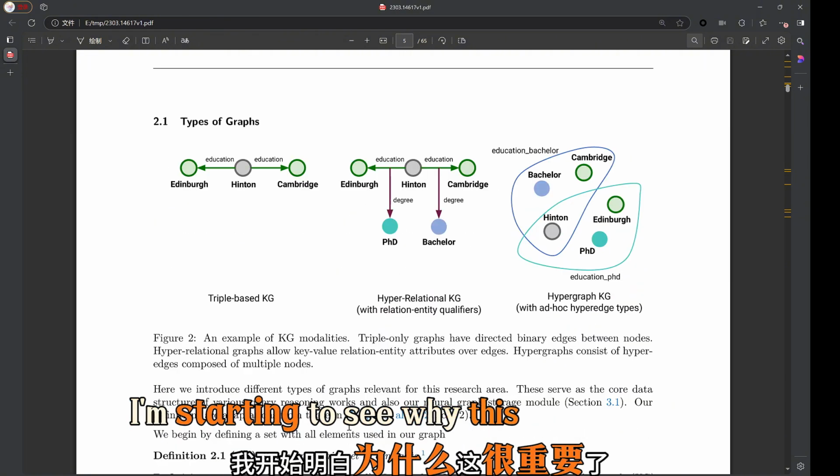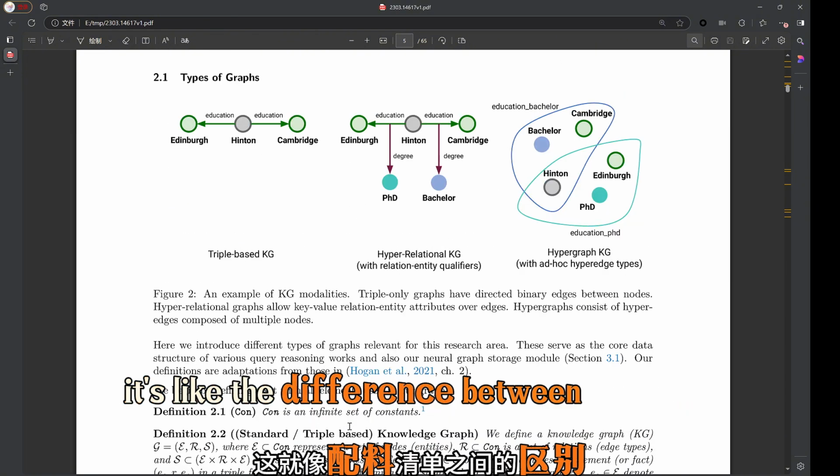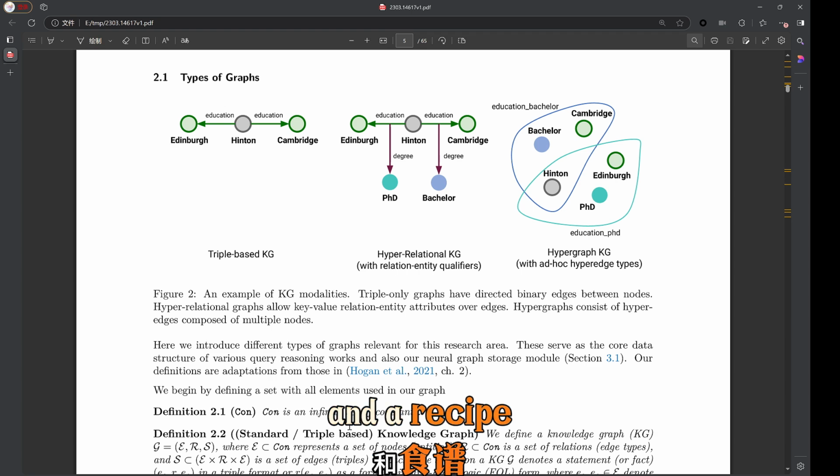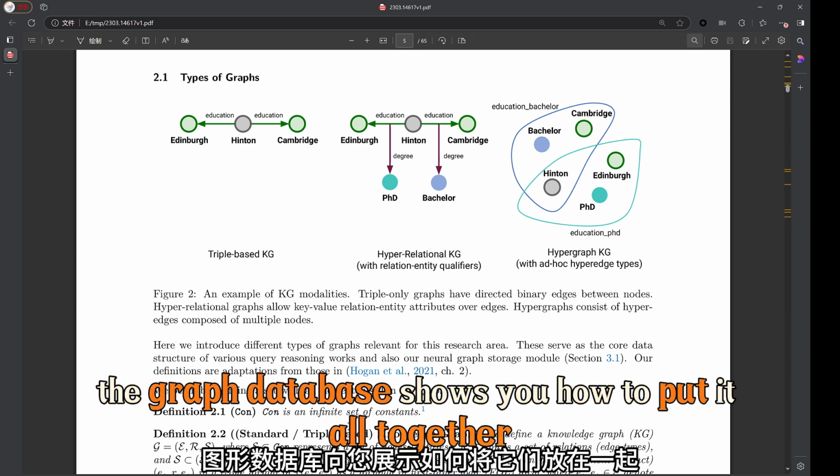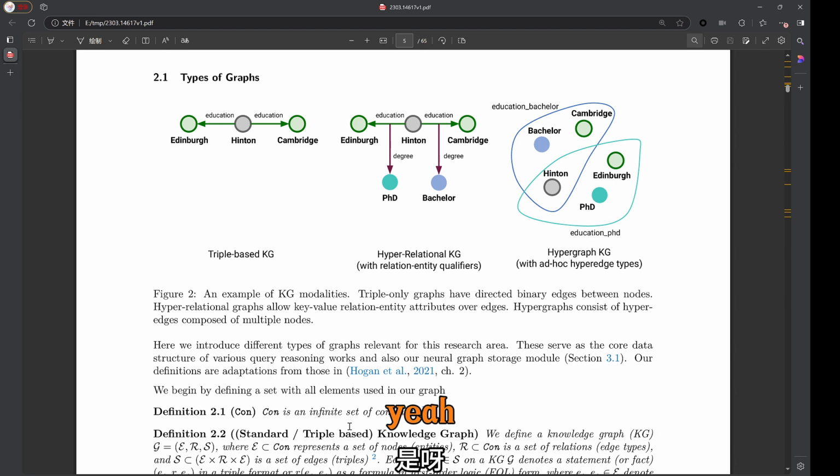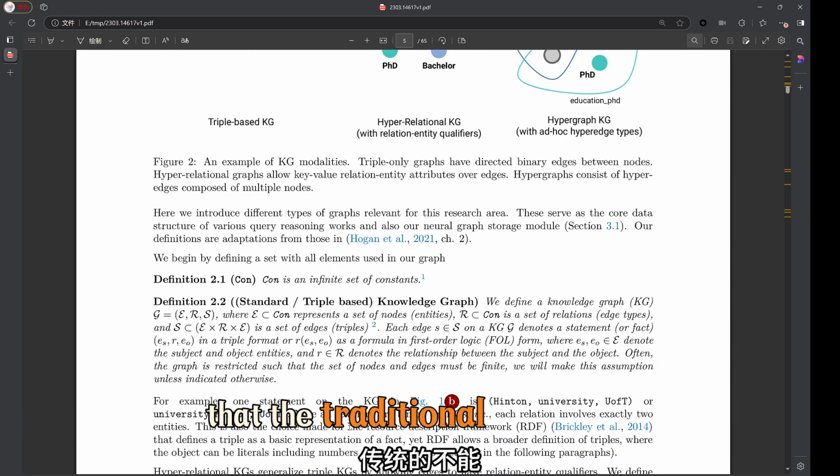I'm starting to see why this is important. It's like the difference between a list of ingredients and a recipe. The graph database shows you how to put it all together to make something meaningful. Why is this so important, though? What can graph databases solve that the traditional ones can't?